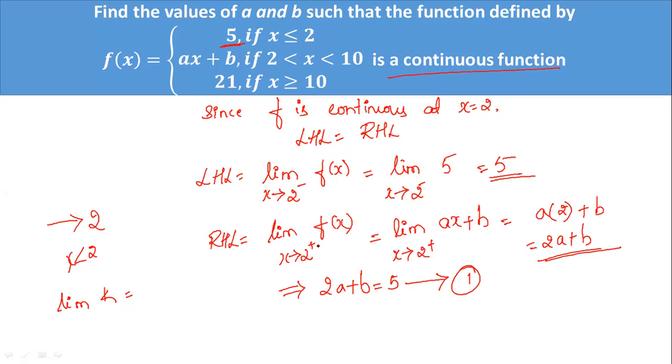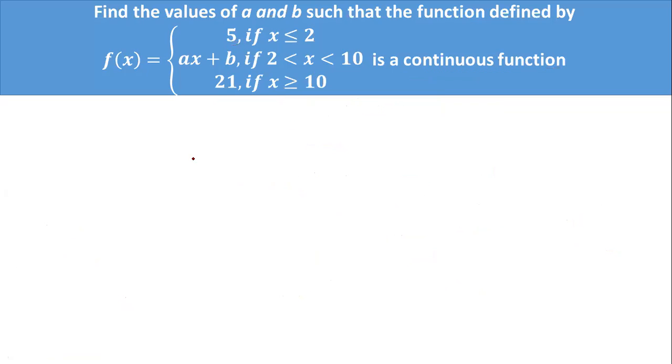Now similarly you take another point, that is at x is equal to 10. I'll erase this, students, take a screenshot of this so that you can write it later. Can I move on? Yes, okay, fine. So which is the second point which I have to take? Since f is continuous at x is equal to 10.